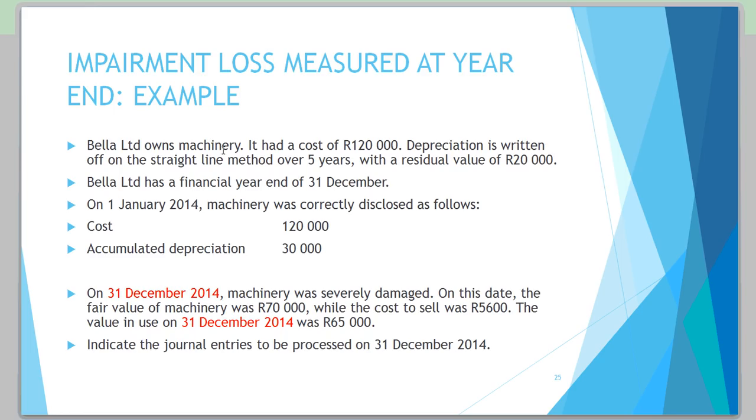I've also created an example here for an impairment loss that is measured at the end of the year. So Bella Limited owns machinery. Again, it has a cost of 120,000, depreciation written off over 5 years, residual value still 20,000, and then it's exactly the same information as previously, but now the impairment is done on 31st December 2014, but still the same values, same recoverable amount, and so on.